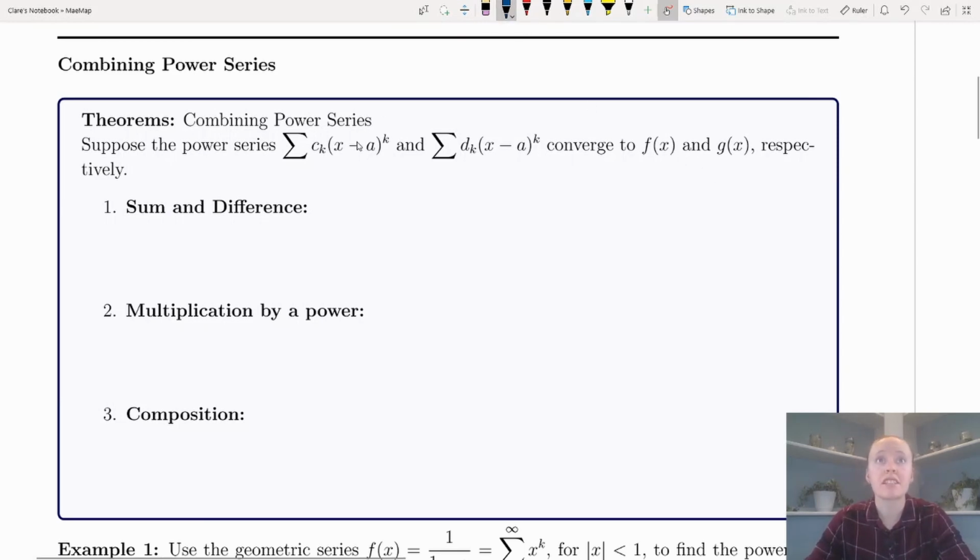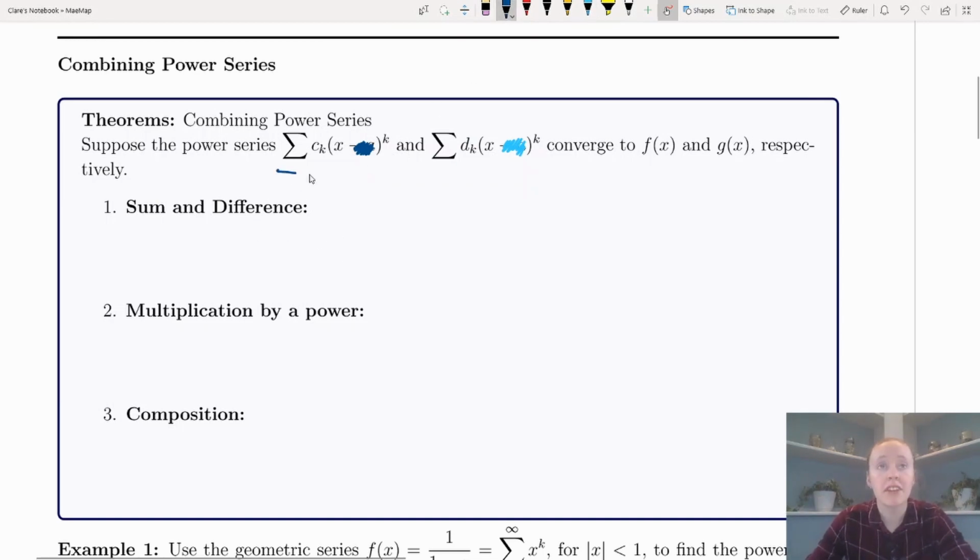And to simplify this down, just to make it a little bit easier when we're writing out these theorems, I'm going to say that we're centering each of these at 0. So I'm going to say c sub k times x to the k and d sub k times x to the k, those series. These rules will still apply when we're not centered at a, it's just going to be a little bit more manipulation for some of that algebra. So I'm just going to center it at 0 for the sake of this video.